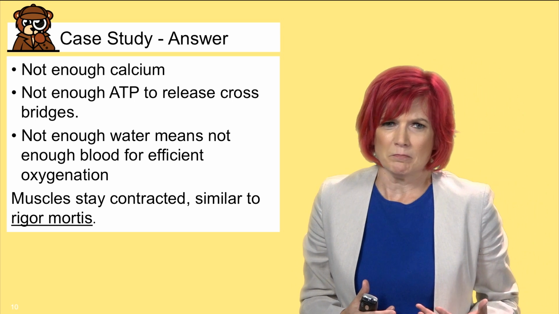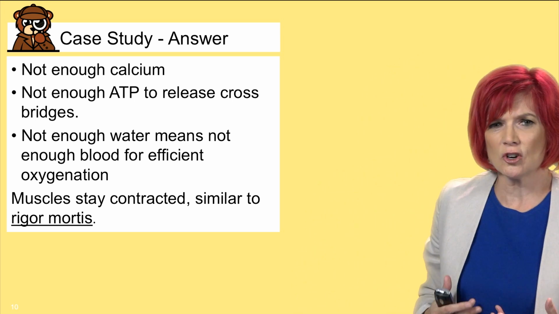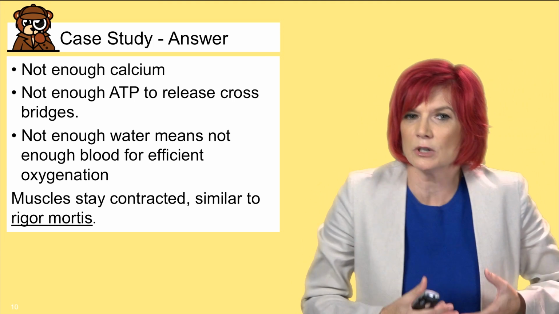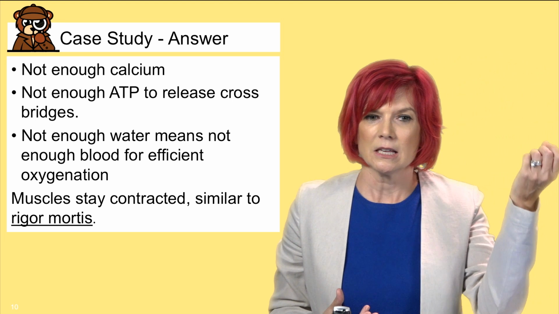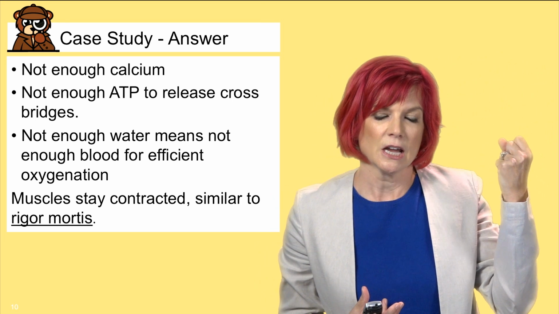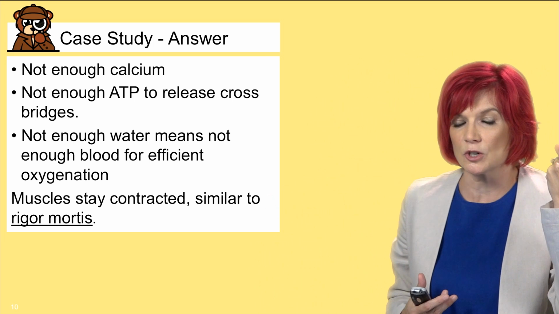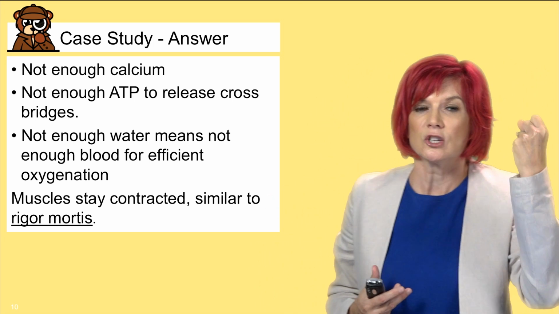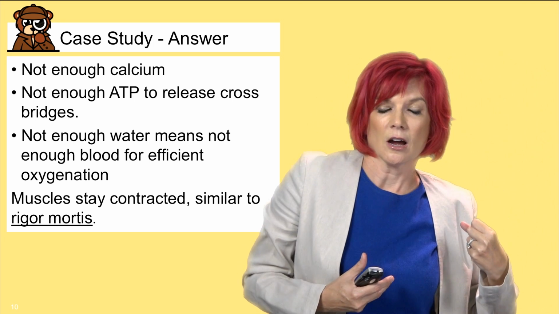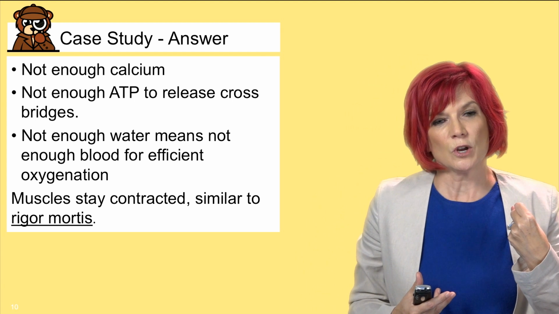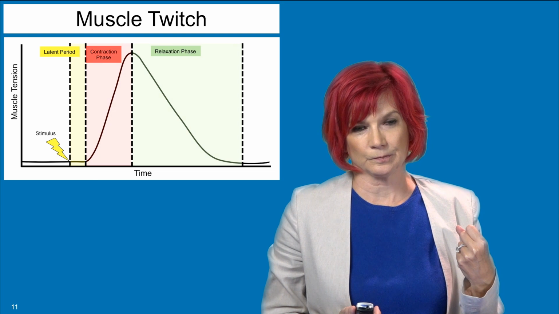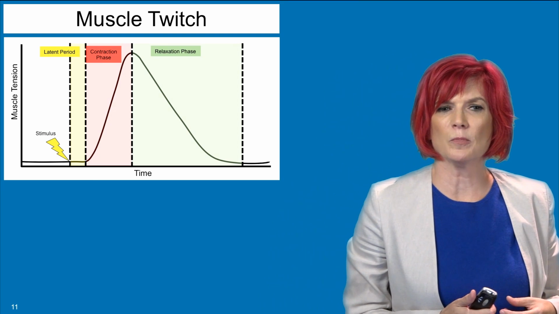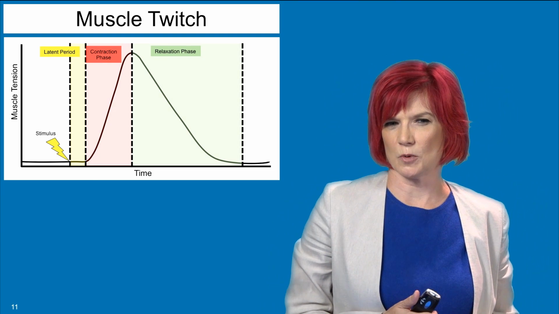Also, he may not have ingested enough energy in the form of ATP to release those cross bridges, so that actin and myosin stay bound to one another in a contracted state. In other words, there was no ATP to allow for release of those myosin heads, which is a common state called rigor mortis. Now, let's go back to our muscle twitch.